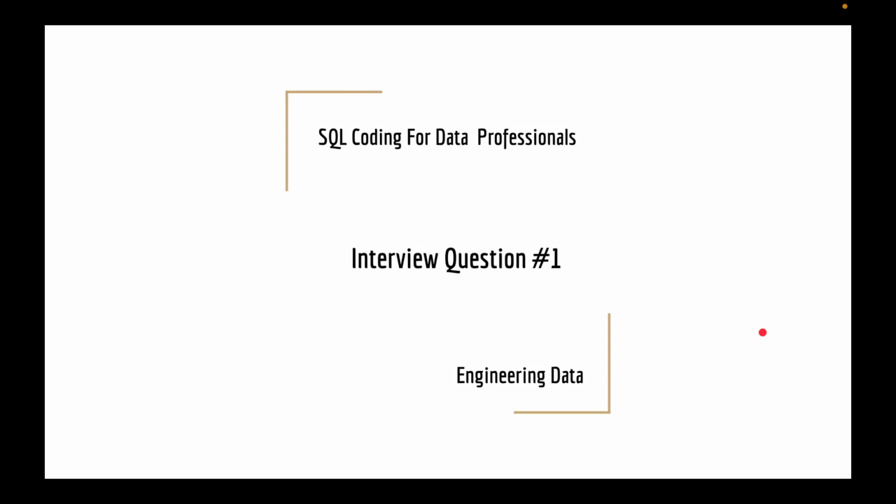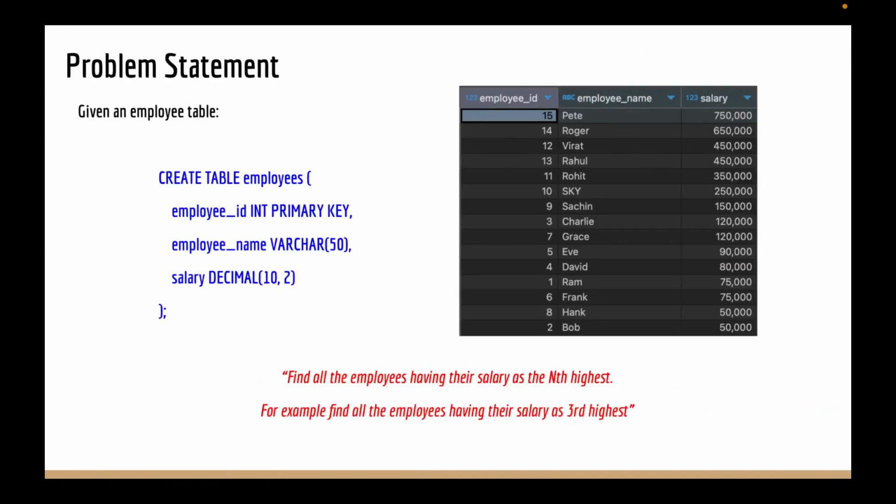Hi everyone. In this video, we are going to discuss a very simple yet important interview question which is asked frequently in the SQL coding round. The problem is: given an employee table having employee ID, employee name and salary, something like this, you need to find all the employees having their salary as nth highest.